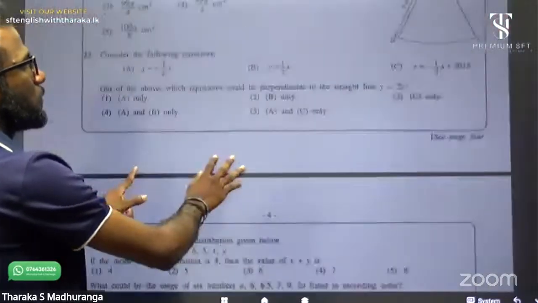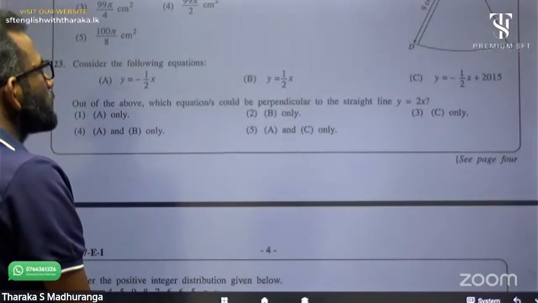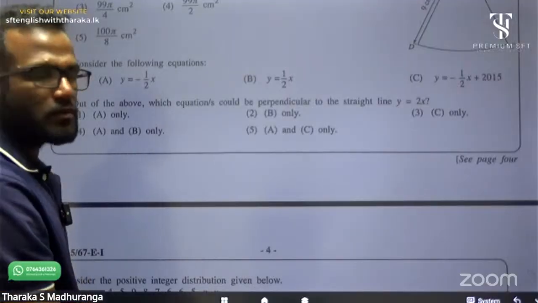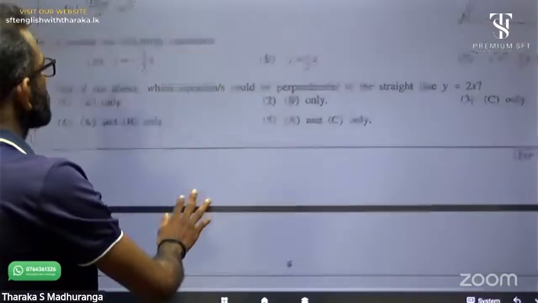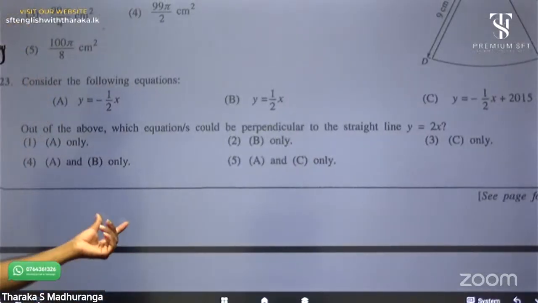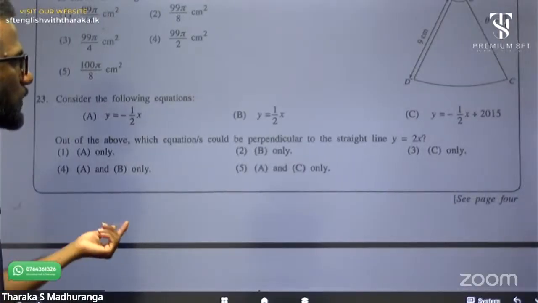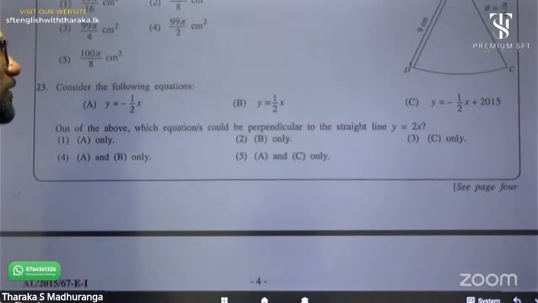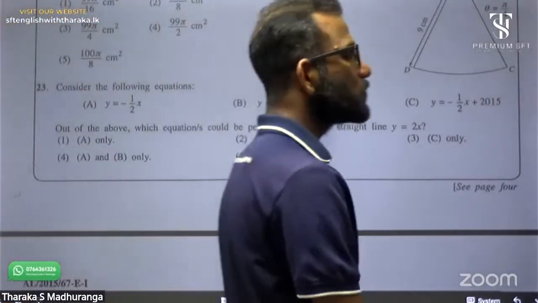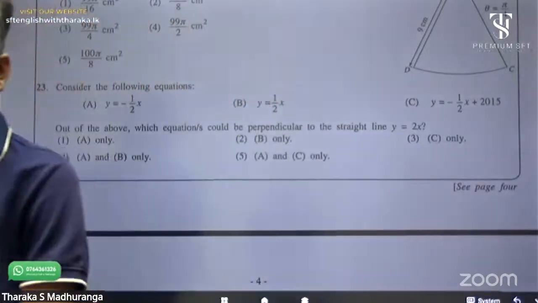This is from unit functions. Consider the following equation. Out of above, which equation could be perpendicular to the straight line y equal 2x? What's the answer? That's from unit function.